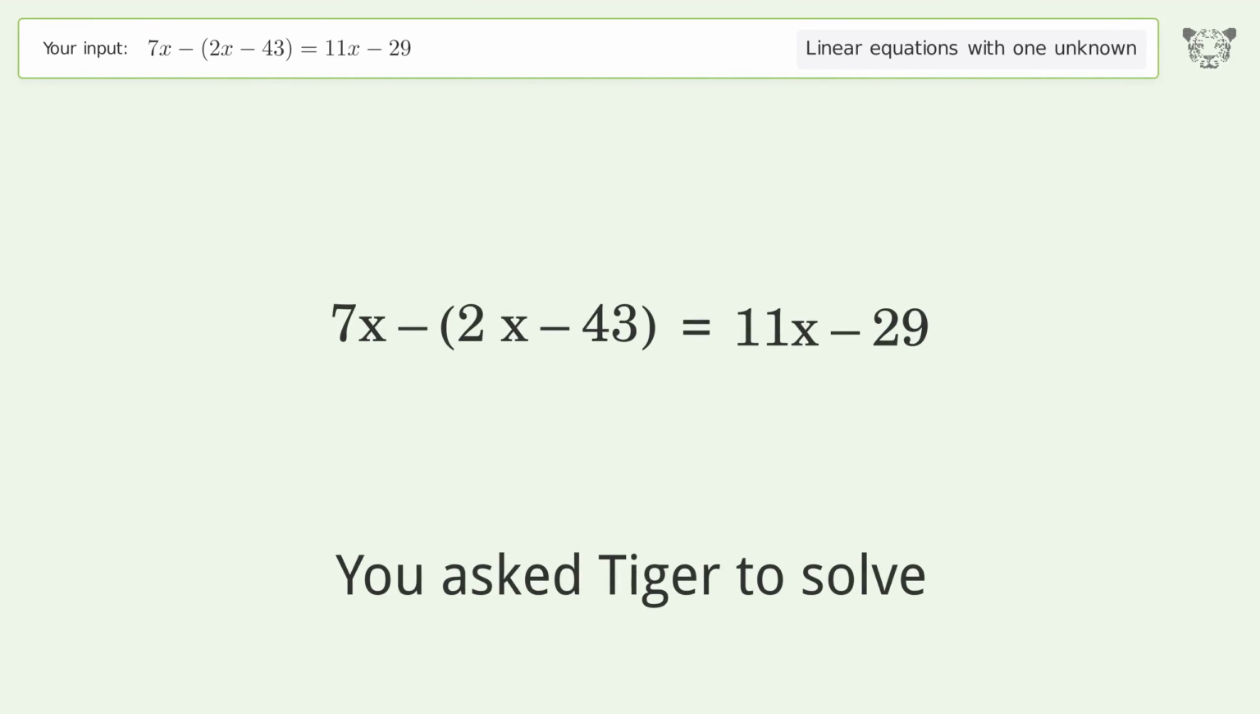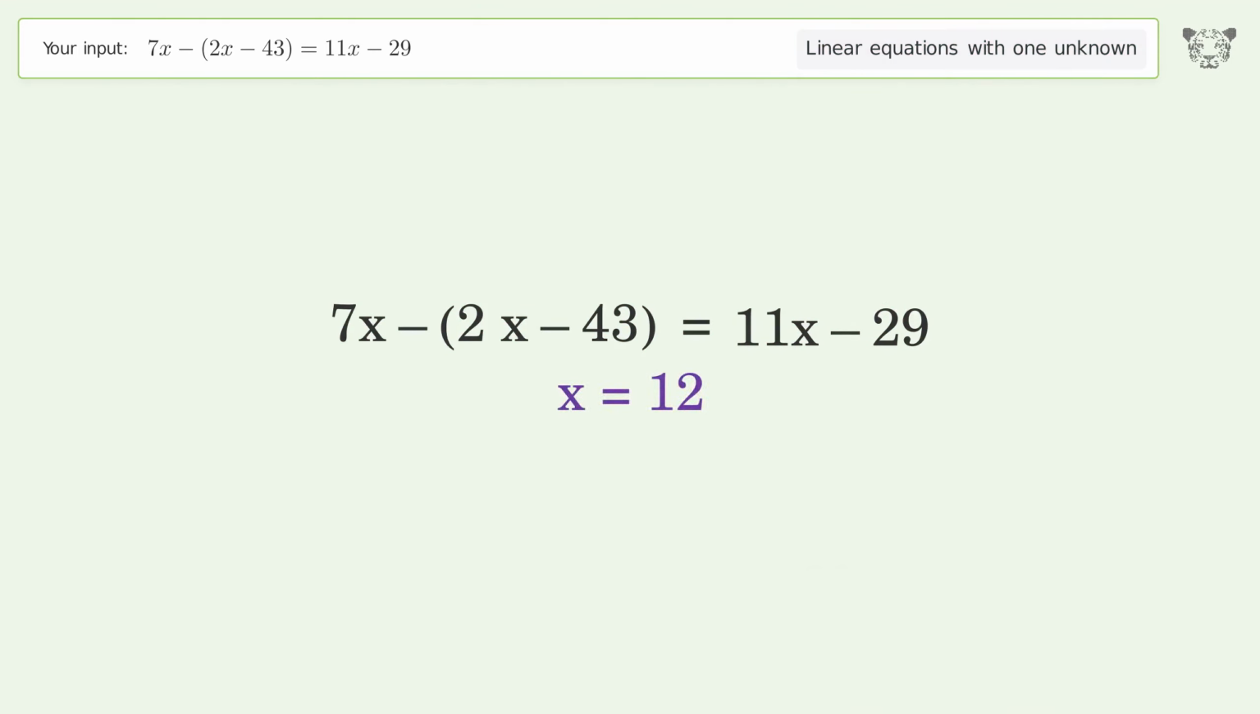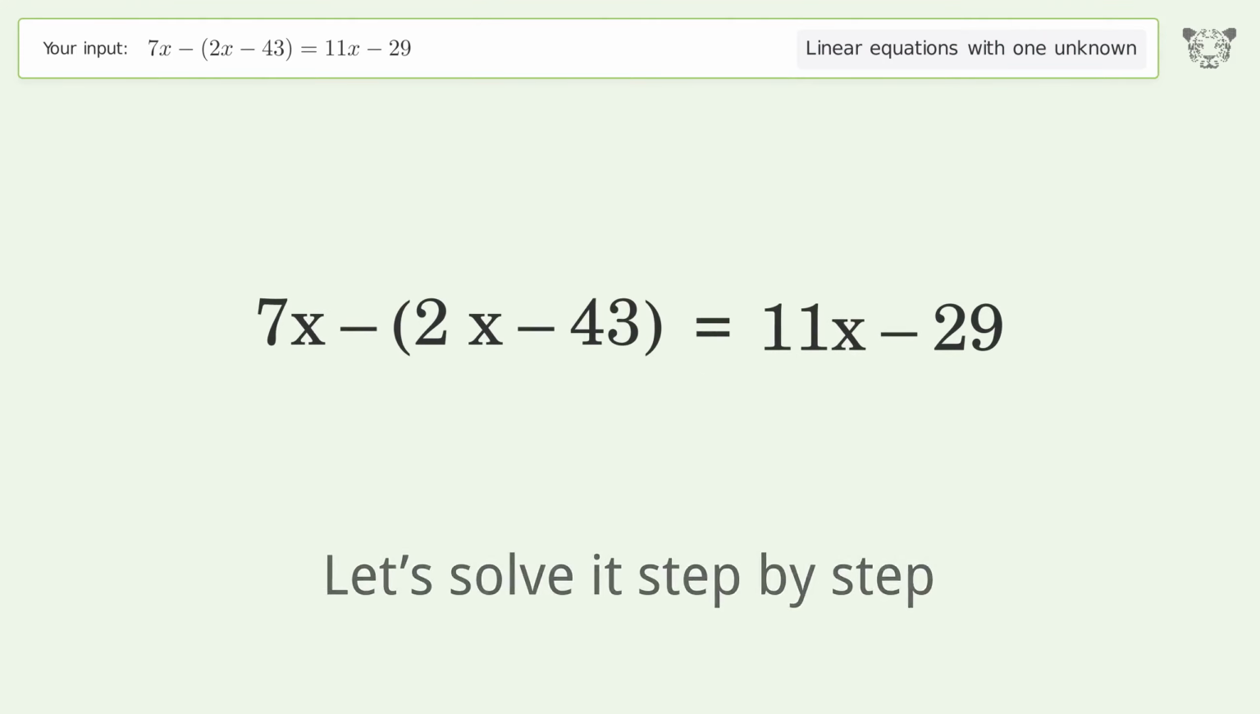You ask Tiger to solve. This deals with linear equations with one unknown. The final result is x equals 12. Let's solve it step by step.